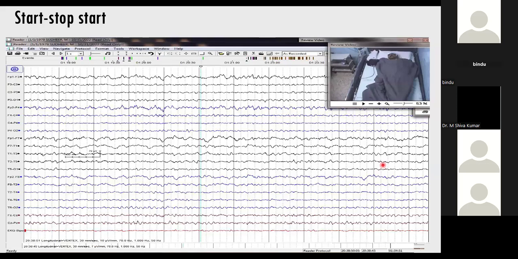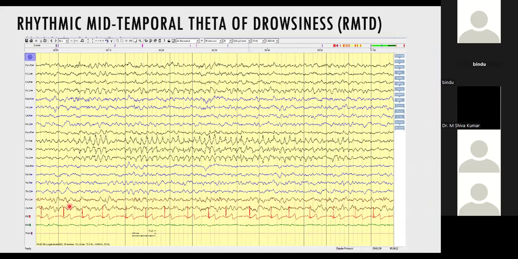If the start is missed, and only the restart is identified, we may be falsely localizing or lateralizing the rhythm. So one should interpret carefully, looking 2 to 3 pages ahead of these ictal rhythms. These ictal rhythms can be mimicked by other benign variants like rhythmic mid-temporal theta of drowsiness, RMTD.